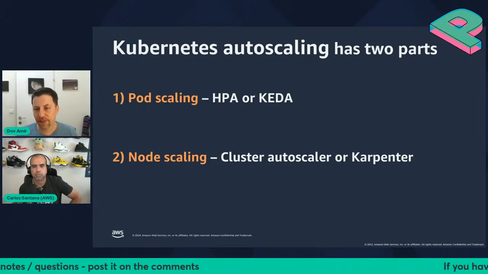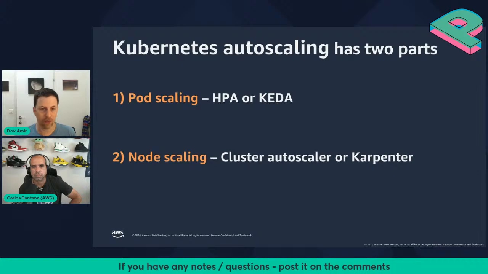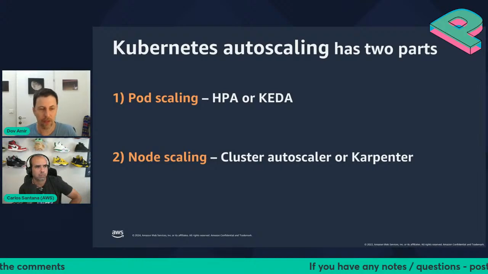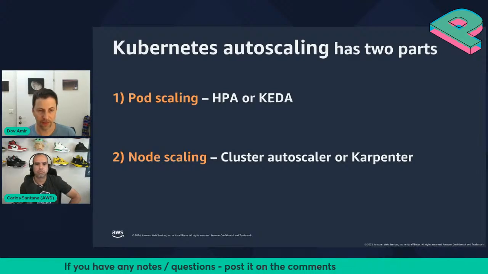But if you have a static amount of instances and the HPA adds more pods, eventually there'll be no more room in the cluster. If you have 10 nodes, eventually if you add more and more pods, there won't be room for the pods in this cluster because it has a static amount of instances. So the other part of autoscaling is node scaling, which adds more nodes or more instances.